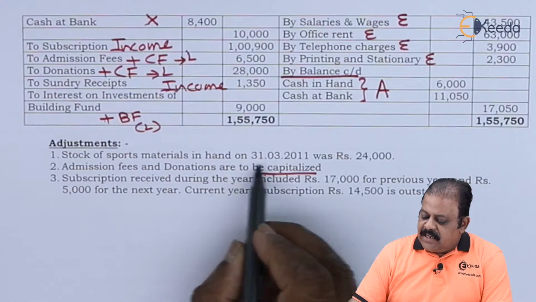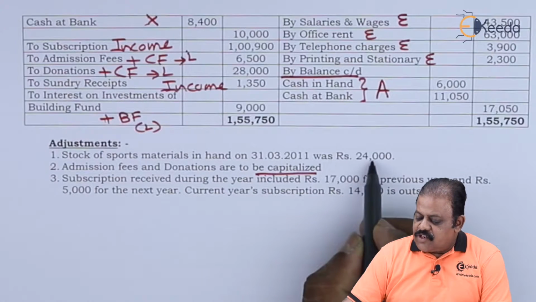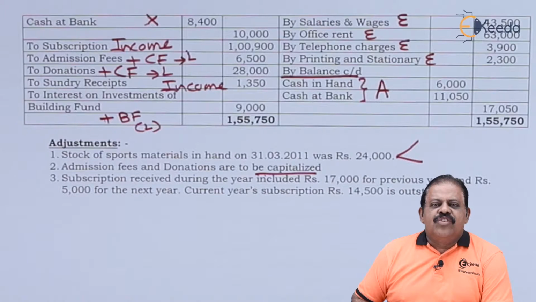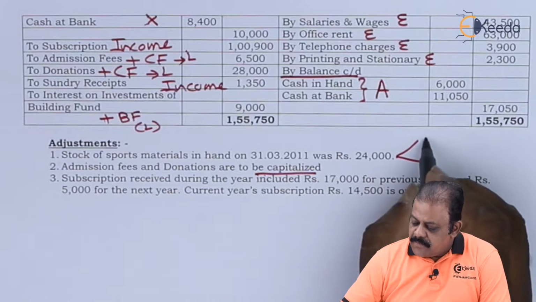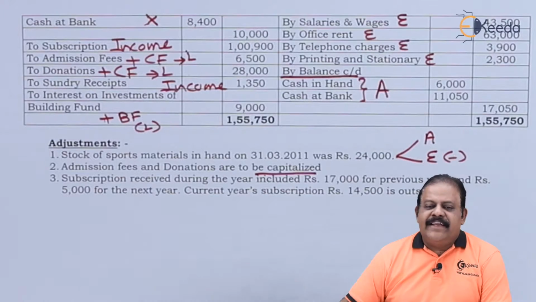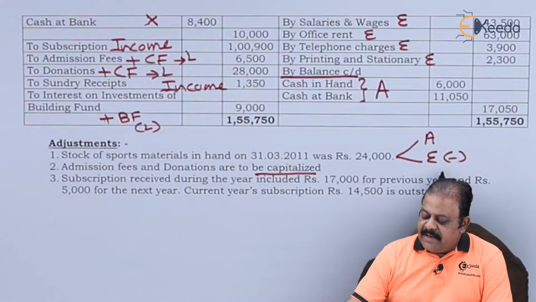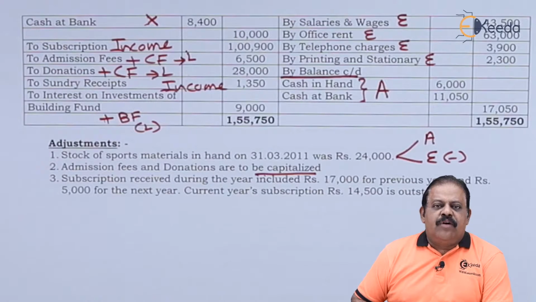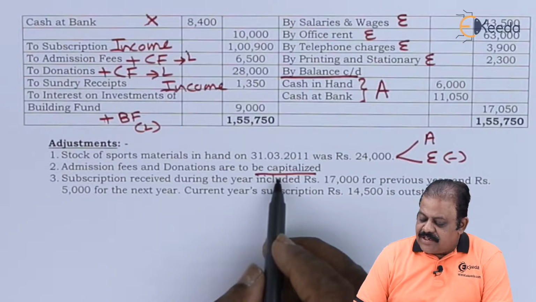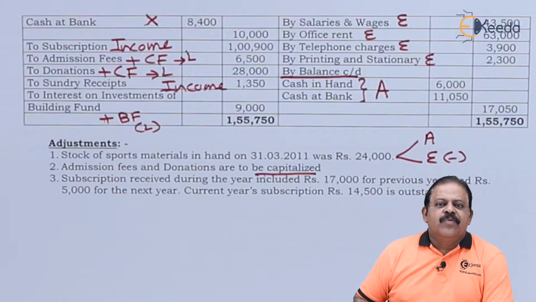Stock of sports material in hand on 31st March 2011, 24,000. This is the closing stock of sports material. One effect, asset. Second effect, on the expenditure side, it will be deducted for calculation of sports material consumed. Admission fees and donations are to be capitalized. We have already taken care of this information.